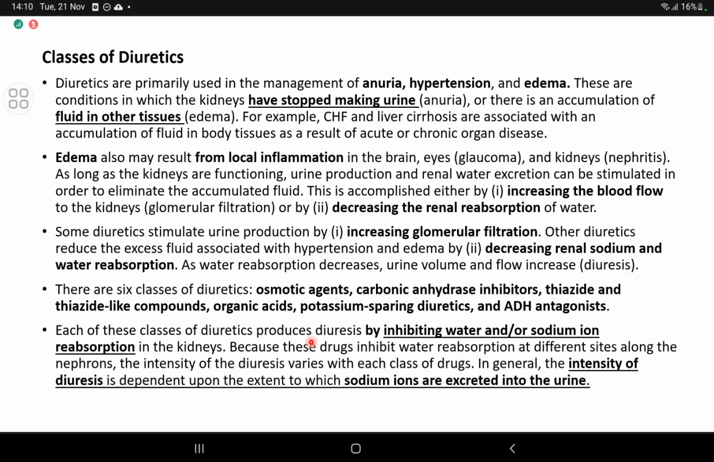Okay. So quite clear. Until now you need to remember the basic concept of diuretics: there are two main important mechanisms. One is to increase the glomerular filtration rate. The second is to decrease the renal sodium reabsorption or water reabsorption. And they have 6 classes: osmotic agent, carbonic anhydrase inhibitor, thiazide-like compound, organic acid, potassium sparing diuretic, and ADH antagonist. Okay.